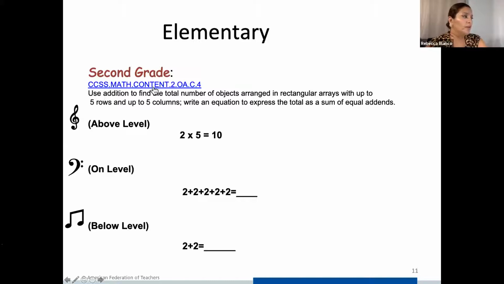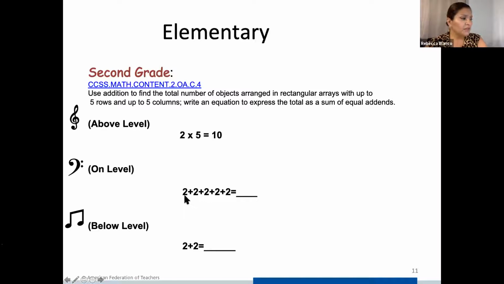And the actual Common Core math content that they need to know is use addition to find the total number of objects arranged in rectangular arrays with up to 5 rows and up to 5 columns. You're going to write an expression to express the total as a sum of equal addends. So students who are above level will be able to understand this is equivalent of multiplication, right? So they'd be able to understand 2 times 5 is equal to 10. And they'd be able to make an array with 2 rows and 5 columns, right?